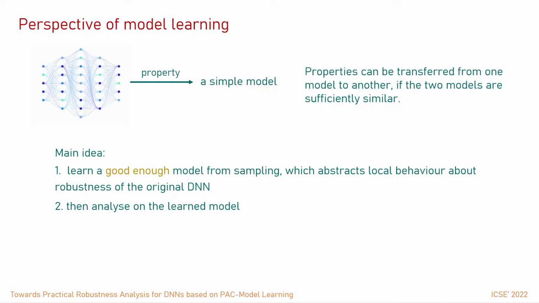Here, we solve this dilemma from the perspective of model learning. Imagine a surrogate model which is extremely similar to the original DNN. If we can verify the robustness of the surrogate model, we may transfer the property to the original DNN. So the main idea of our paper is to learn a good enough model and then analyze the robustness of the learned model.